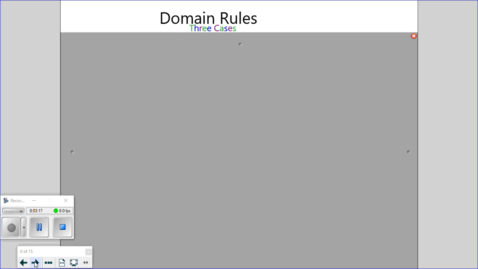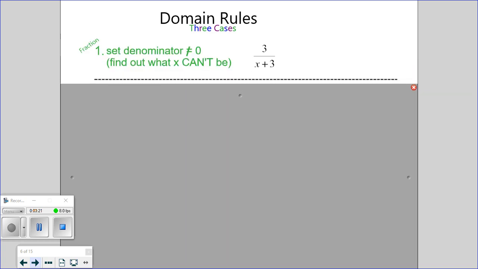The first type of function that has a domain restriction is a fraction. If we are looking at a fraction, specifically a fraction that has a variable in the denominator, it has a domain restriction, and here's how you're going to find that restriction. You are going to set the denominator not equal to 0. Why? Because we're figuring out what x can't be. The denominator cannot equal 0 in a fraction.